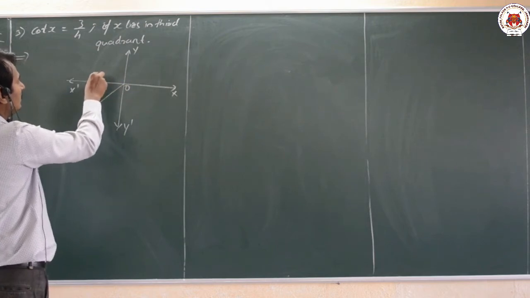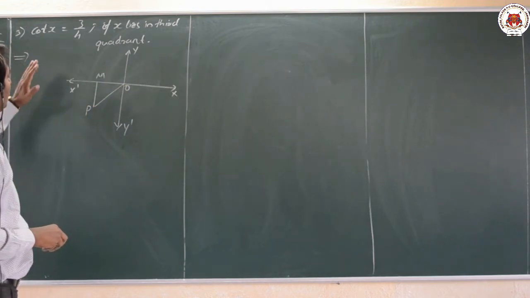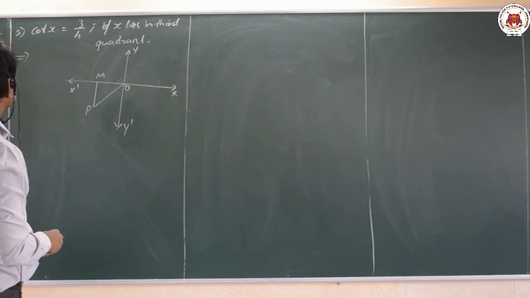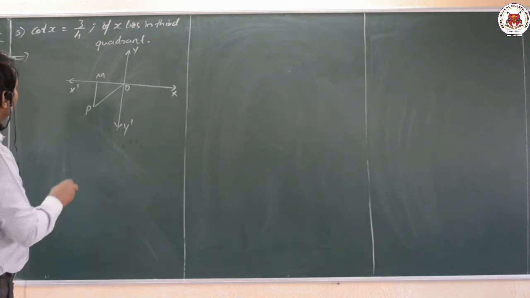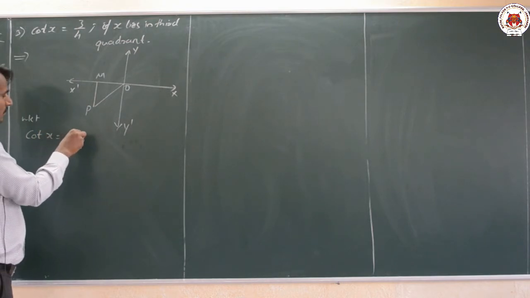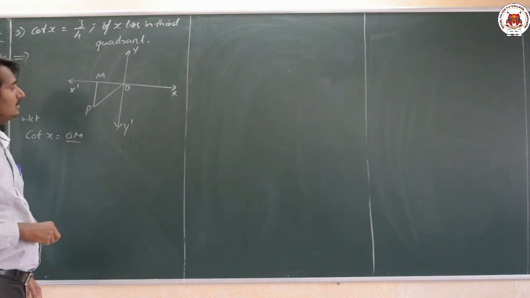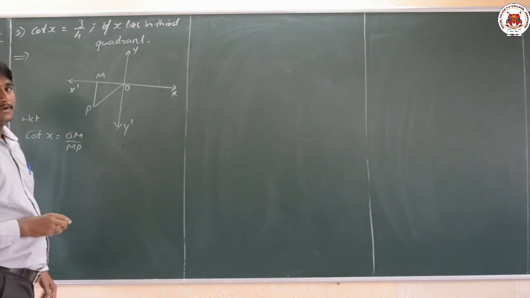The center is O. Let us take this point as M and this as P here. Now the question is given: cot x equal to 3 by 4. Now we shall solve it. We know that cot x is equal to OM divided by MP.